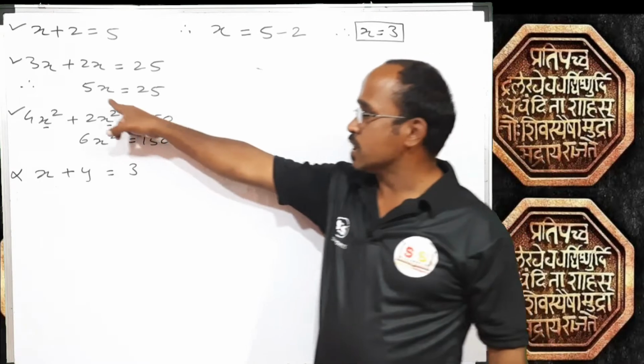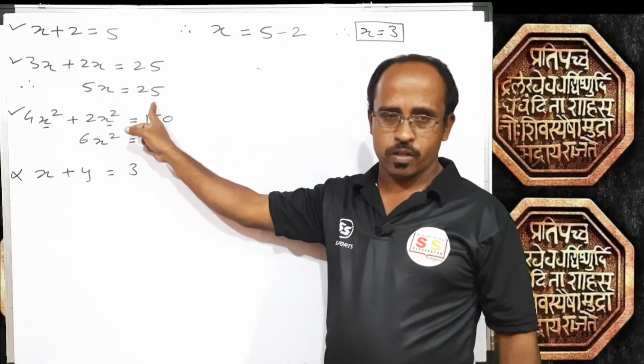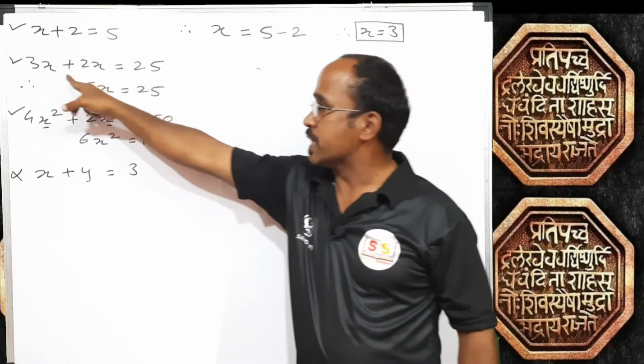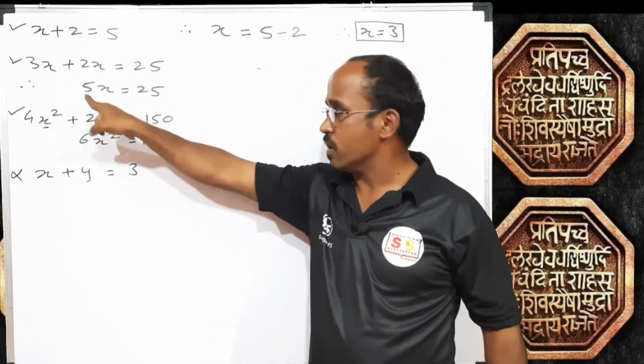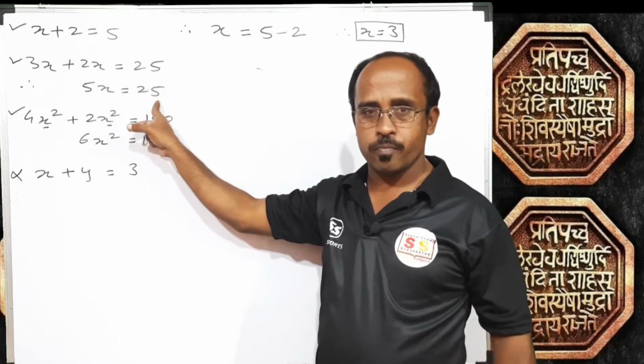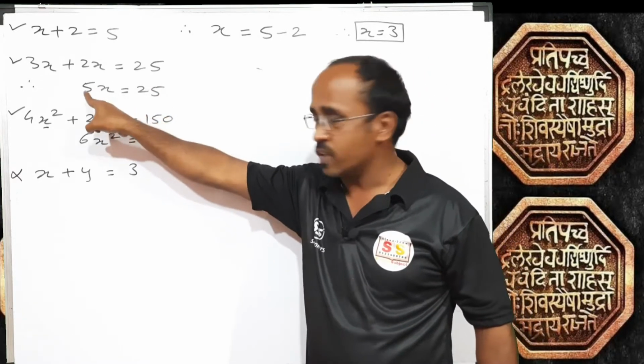Whereas in this problem 5x is equal to 25. 3x plus 2x is equal to 25. 3x and 2x, its addition is possible. We added it into 5x. 5x is equal to 25. So here also two things are there, 5 and x.